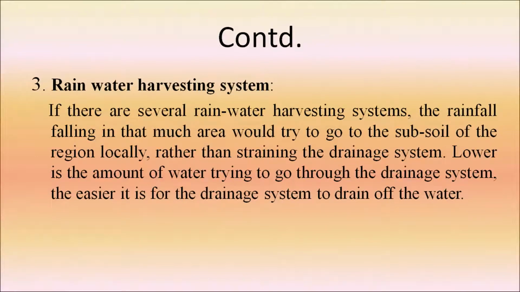Next is rainwater harvesting. If there are several rainwater harvesting systems, the rainfall falling in that area would try to go to the subsoil of the region locally rather than straining the drainage system. The lower the amount of water trying to go through the drainage system, the easier it is for the drainage system to drain off the water.